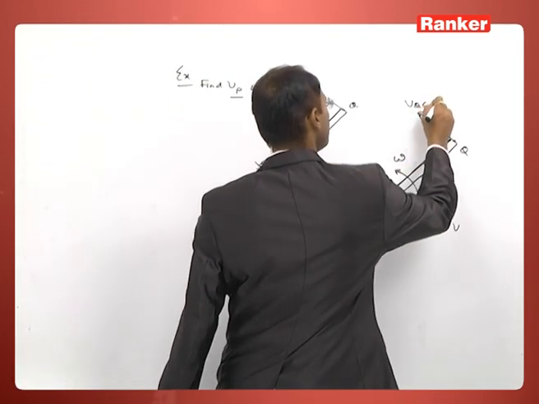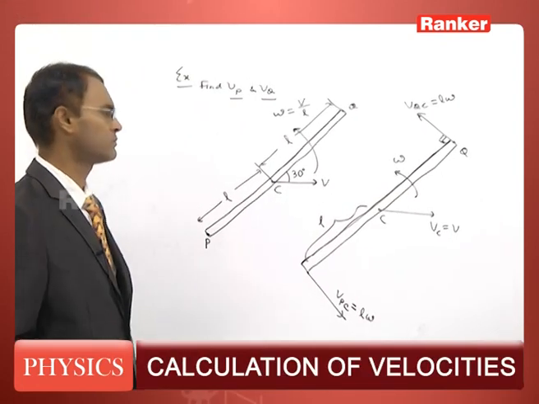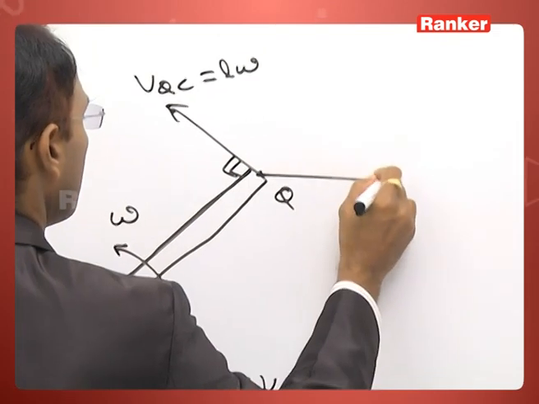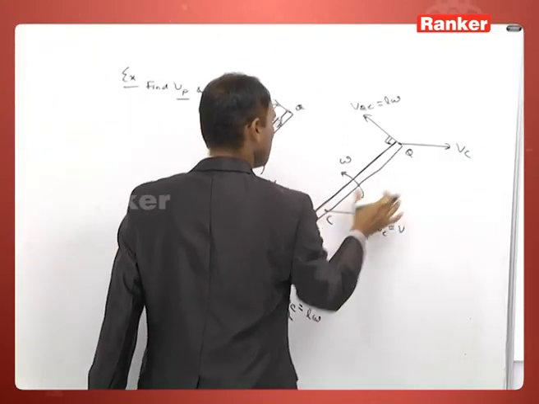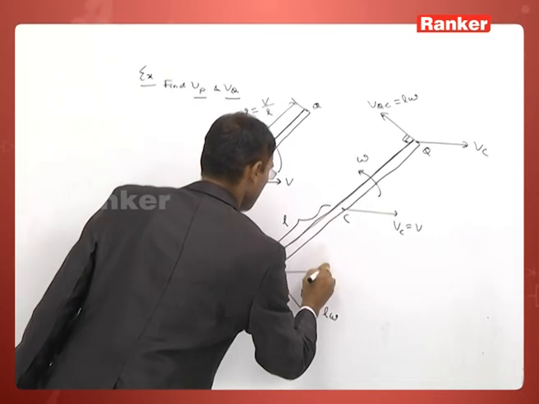Yes, magnitude also is equal to L into omega by the relative motion method. This is the velocity of C. Bring this vector and attach here. Bring this vector and attach here.